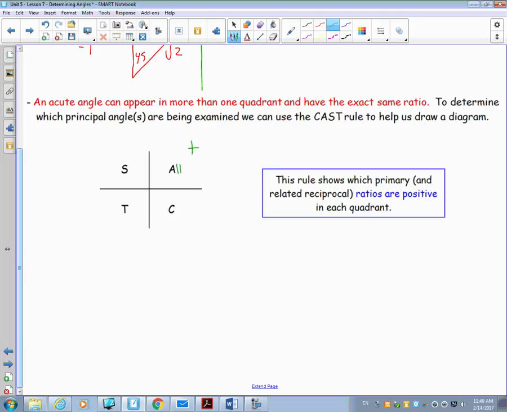In the second quadrant, sine, and of course cosecant, will be positive. In the third quadrant, tan and cotan. In the fourth quadrant, cos and secant.